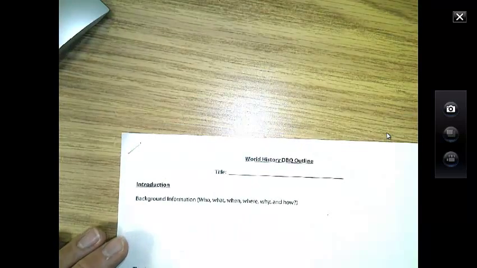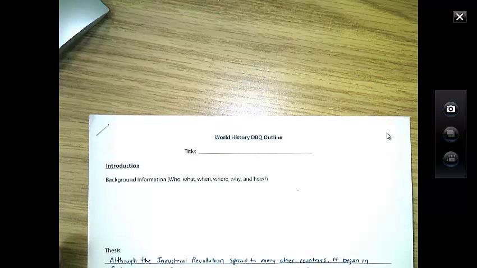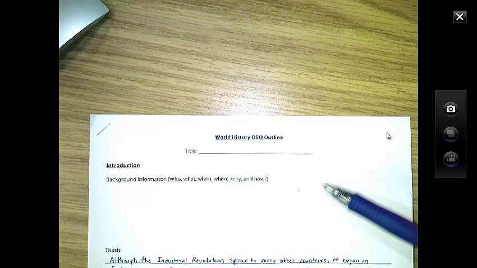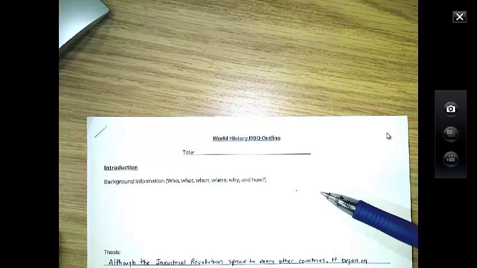Now we're going to shift gears a little bit here and look at our DBQ outline. Each of you are going to get one of these. And really all an outline does is help you organize what it is that you're going to be putting down in written form later on. Your goal for the rest of class today is to work on completing this DBQ outline.